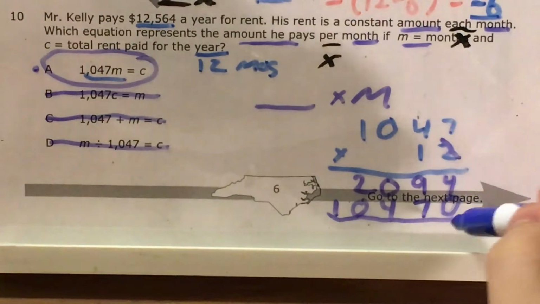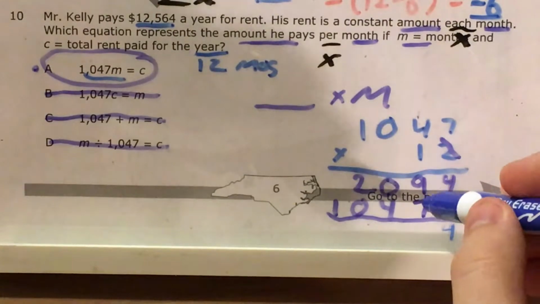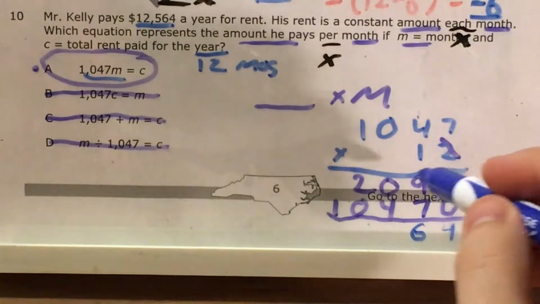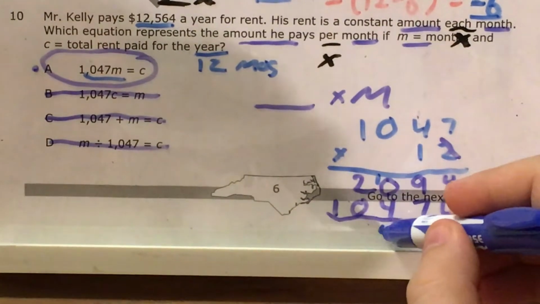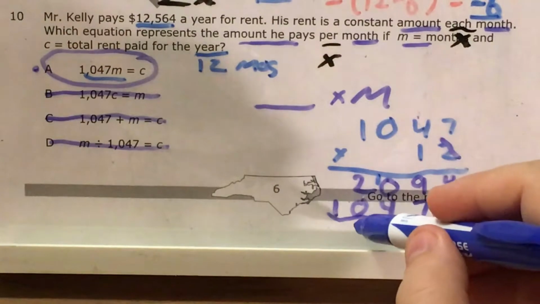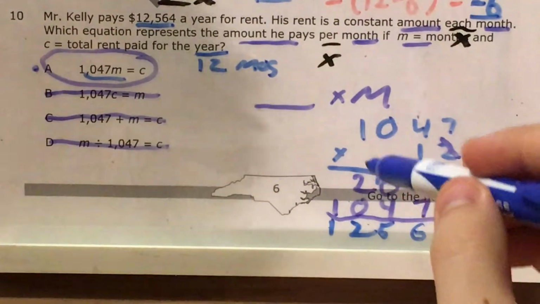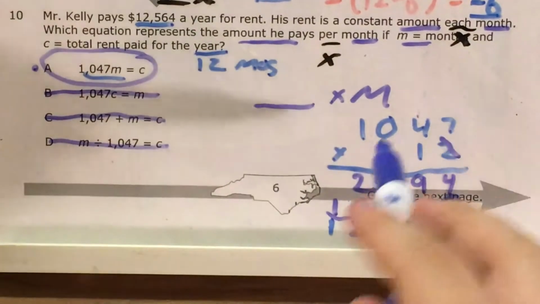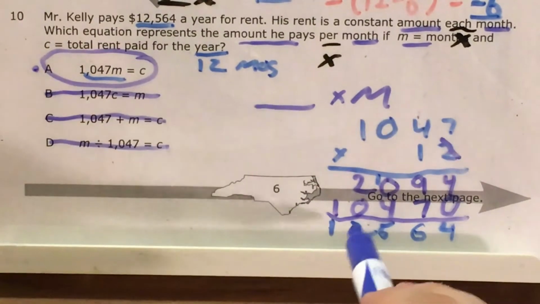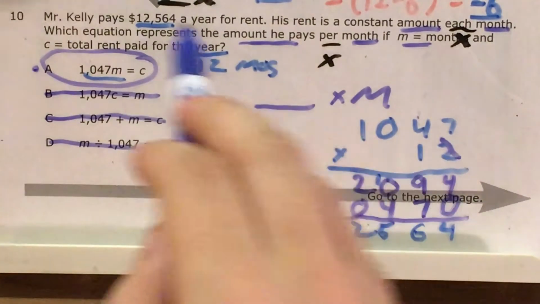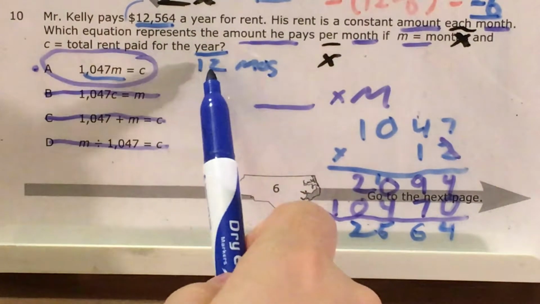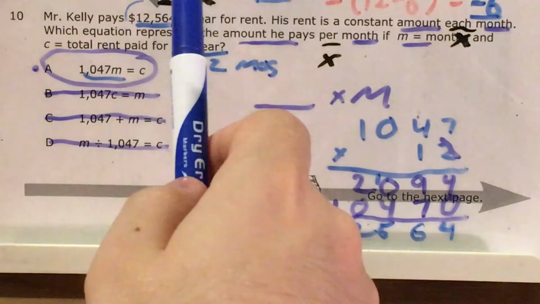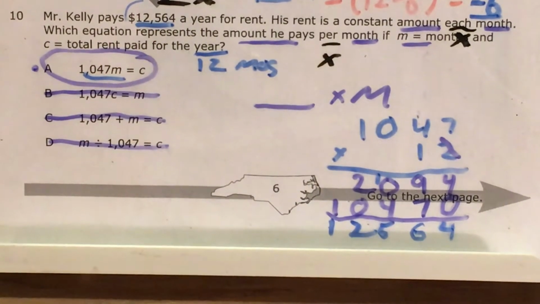4 ones plus 0 ones gives me 4 ones. 9 tens plus 7 tens gives me 16 tens, 6 tens, and 100. 100 plus 0 hundreds plus 4 hundreds gives me 5 hundreds. 2 thousands is just 2 thousands, and 1 ten thousand is just 1 ten thousand. So if I multiplied 1047 by 12, I did end up with $12,564, which the problem said was the amount that Mr. Kelly paid every year. So it makes sense that over 12 months, if he's paying $1,047 per month, he would end up paying $12,564 per year.